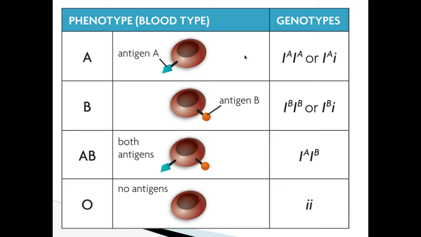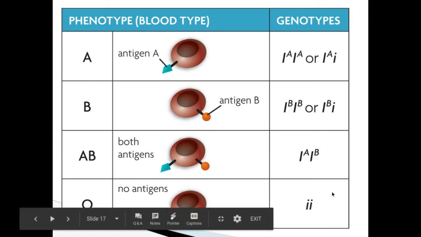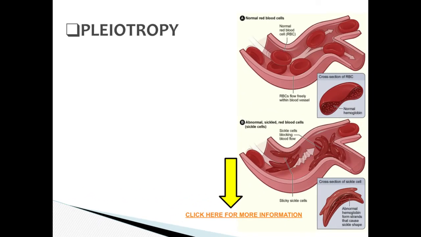So here we have, this is pretty cool. This is complete dominance, codominance, and O is the lack of these antigens or carbohydrates, and so they have none of those. And the A's and the B will always be dominant to O.